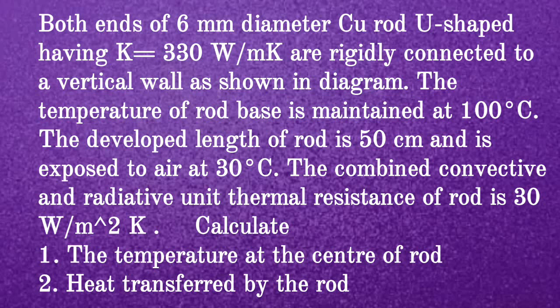The temperature of the rod base is maintained at 100 degrees Celsius. The developed length of the rod is 50 cm and is exposed to air at 30 degrees Celsius. The combined convective and radiative unit thermal resistance of the rod is 30 Watt per meter square Kelvin. Calculate first the temperature at the center of the rod. Second, the heat transferred by the rod.